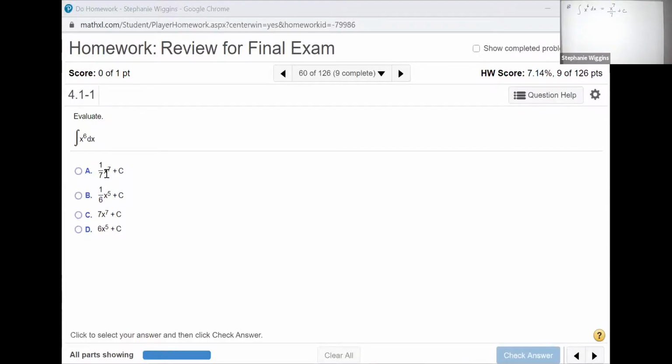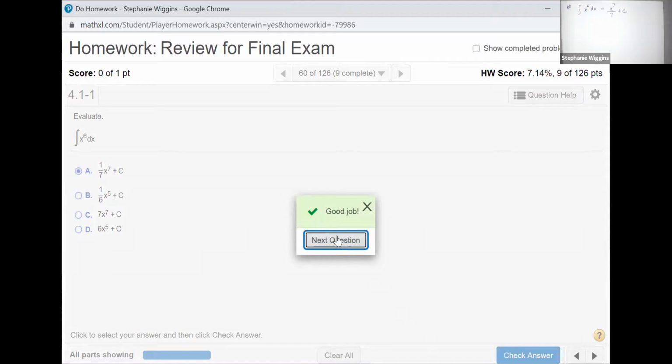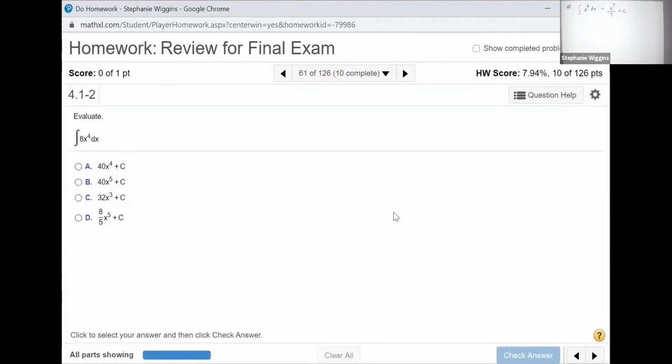And they've written, instead of x to the 7th over 7, 1/7 times x to the 7th. So you may have to change the format of your answer, but the nice thing is your answer is always there, and you'll never have none of the above as a choice. So if you get the wrong answer, just check and see what mistake you made, or if you have to write it in a different form.